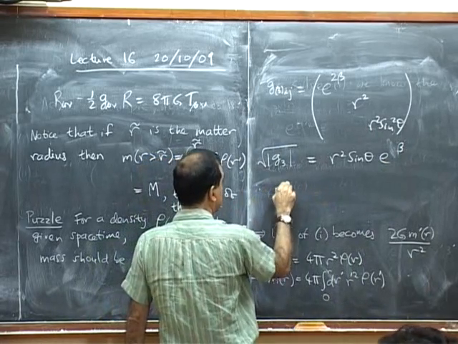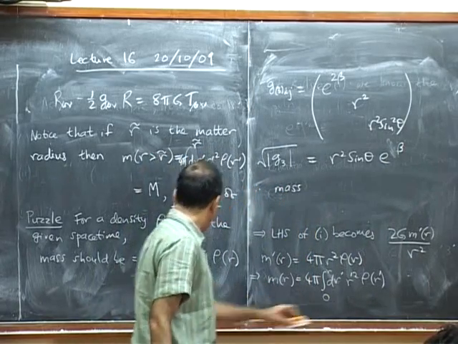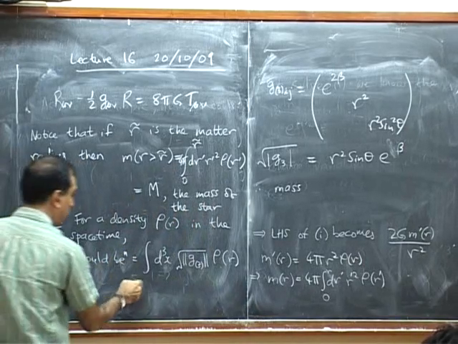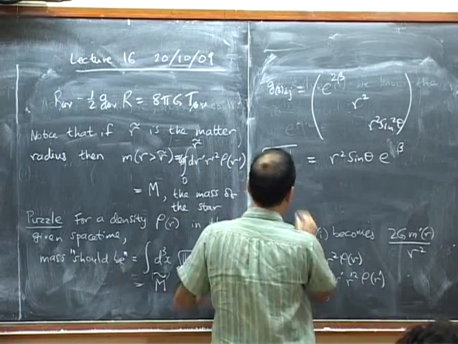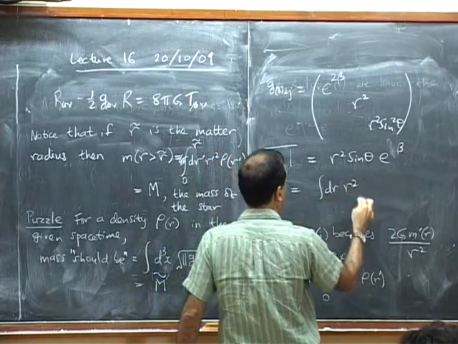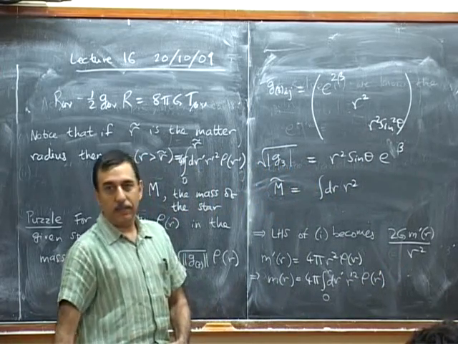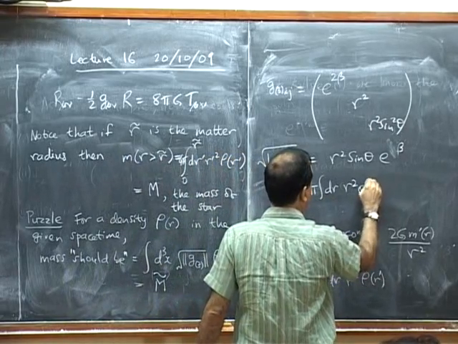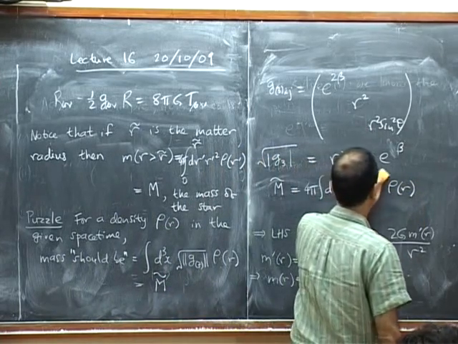And therefore mass, so I need a name for this. So let me call this M tilde. Therefore M tilde is equal to the integral dr r squared. The integral over d theta d phi sine theta gives me 4 pi, that's as before. But there is now e to the beta of r. In fact, I know e to the beta of r, so let me put it in.